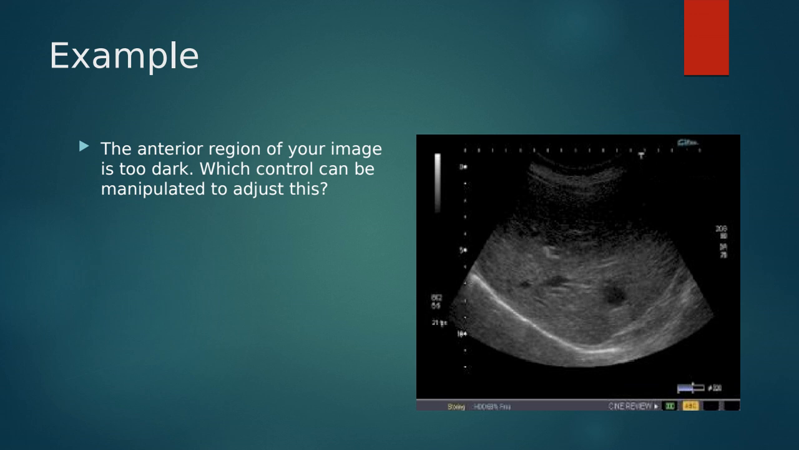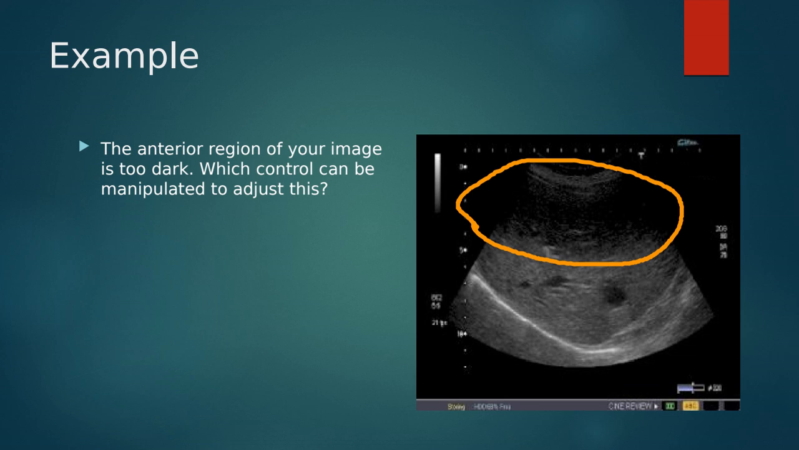Take a second, you can even pause me here, try to get the answer, and then come back. The answer to this one is to adjust the anterior controls of our TGC curve and move them to the right. Our anterior field of view is too dark. My posterior field of view is nice. I don't want to adjust that or change that at all. I just want to change the anterior part.